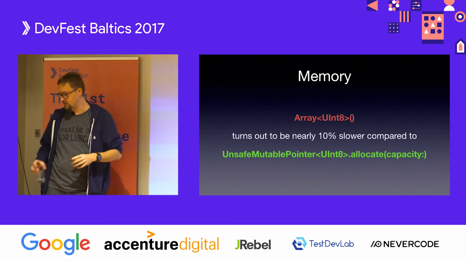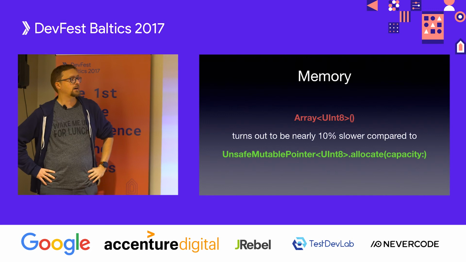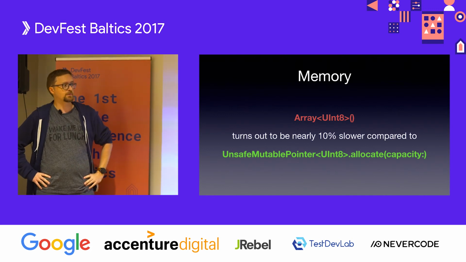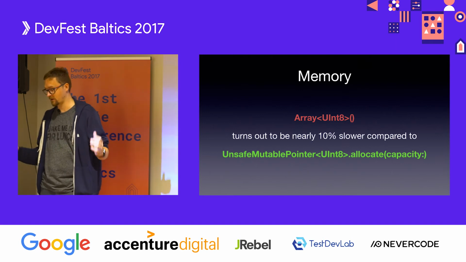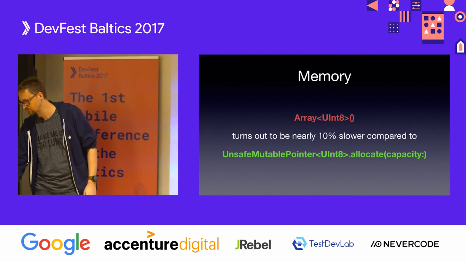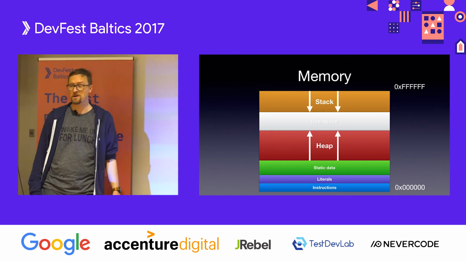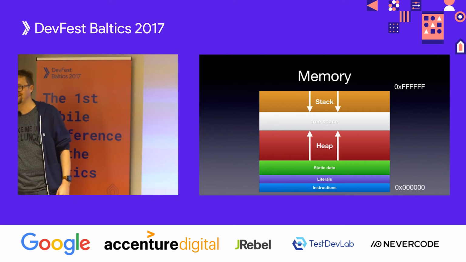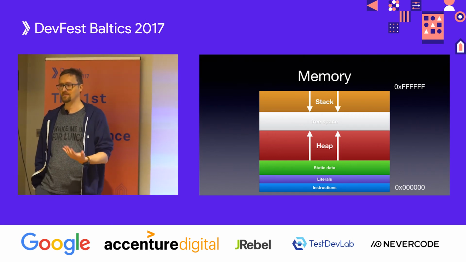Two notes. Initializing an array of bytes is 10% slower compared to allocating the same amount of memory as a chunk. Now, do you remember something from your study about how memory is organized in a process?